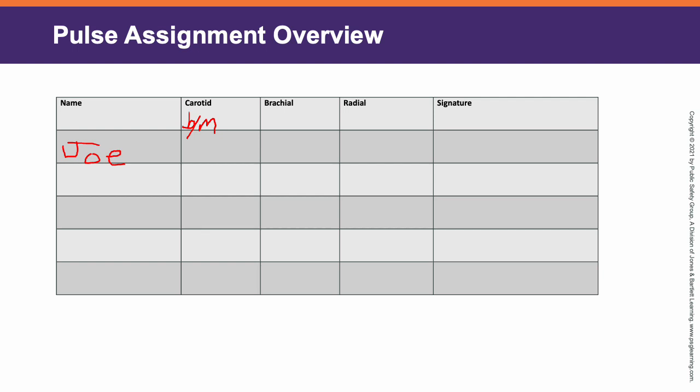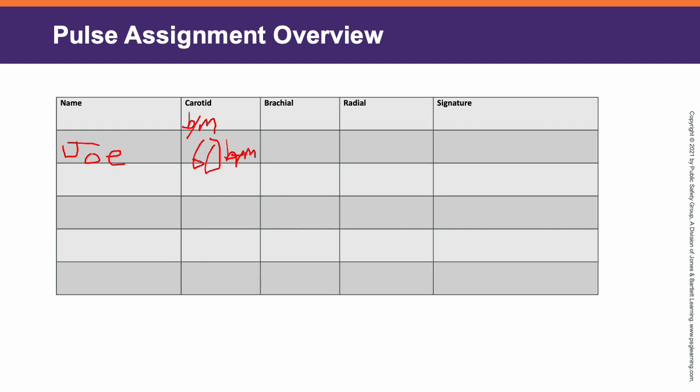So I can either hold that and count for the entire minute, or I can hold it for 30 seconds and multiply it by 2. So if he had 30 beats in those 30 seconds, then he would have 60 beats per minute. Okay? 60 BPM. I'm going to do the same thing for his brachial pulse. I'm going to do the same thing for his radial pulse.